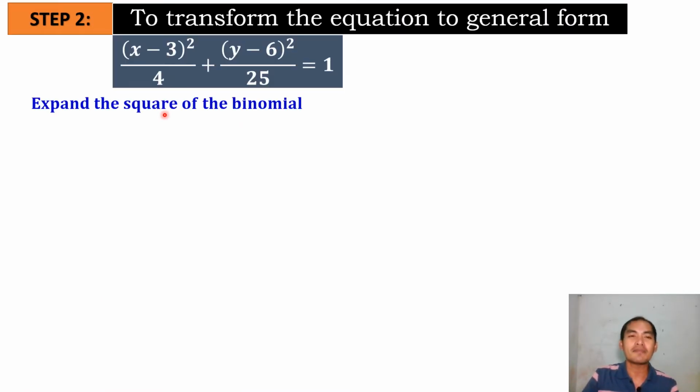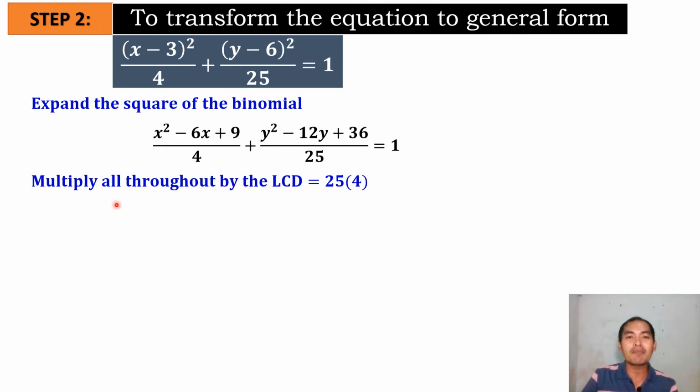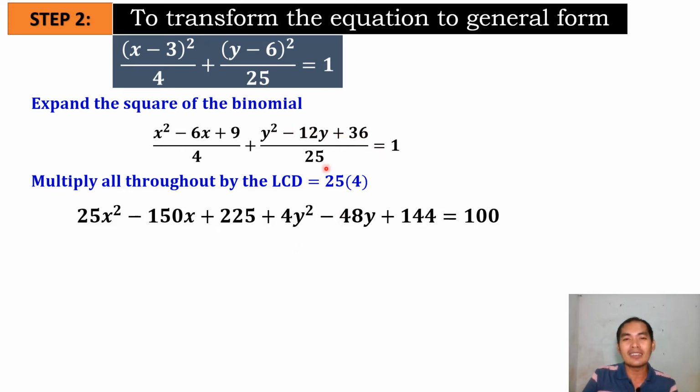First is to expand the square of the binomial of the numerator. We have x squared minus 6x plus 9 plus y squared minus 12y plus 36. Kinopya lang yung denominator. Next is multiply all throughout by the LCD. The LCD is the LCM of the denominators. 4 times 25. So, ang technique lang dito, itong 25, i-multiply sa x squared minus 6x plus 9. At itong 4, i-multiply sa y squared minus 12y plus 36. Equals 4 times 25, i-multiply sa 1.